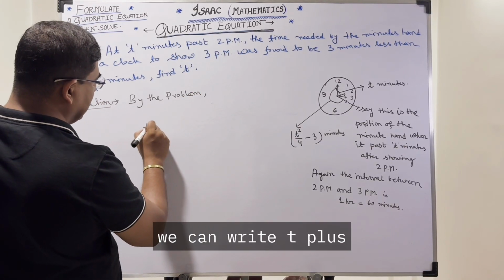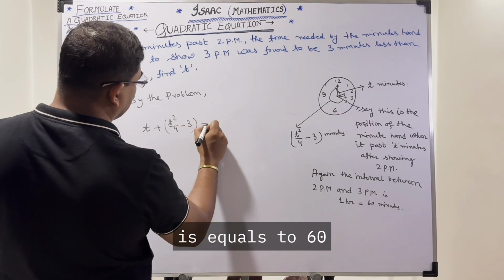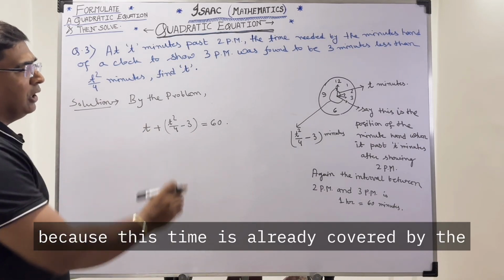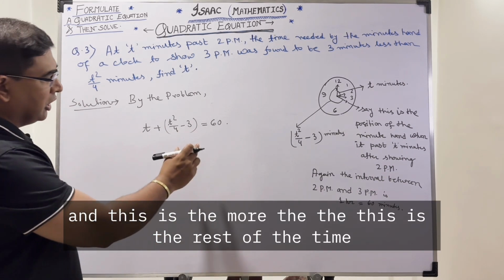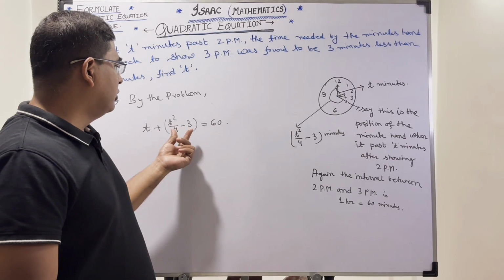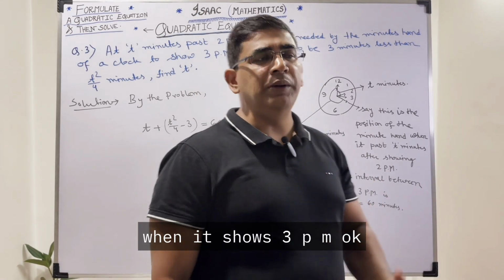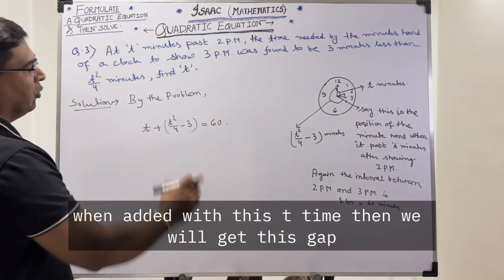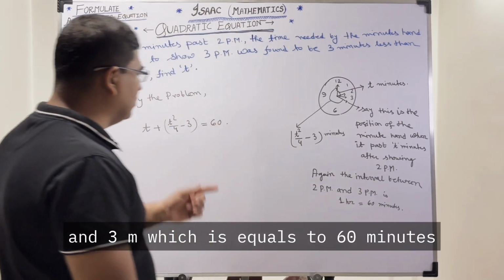we can write t plus t squared by 4 minus 3 is equal to 60, because this time is already covered by the minute hand after showing 2 p.m. and this is the rest of the time for the minute hand when it shows 3 p.m. Okay, and this rest of the time when added with this t time, then we will get this gap, that is the difference between 2 p.m. and 3 p.m., which is equal to 60 minutes.